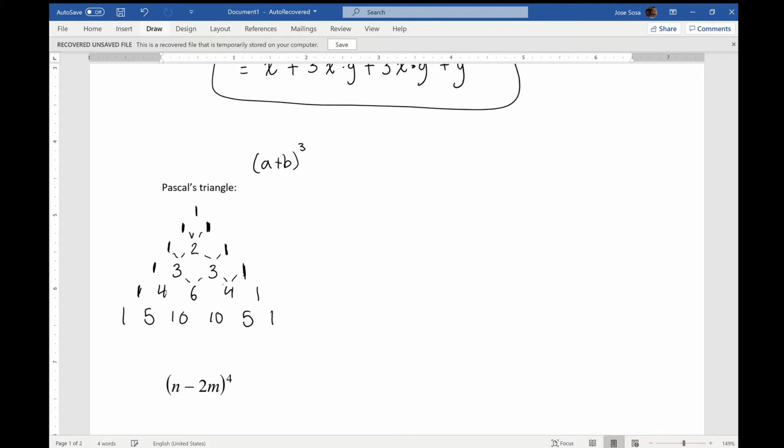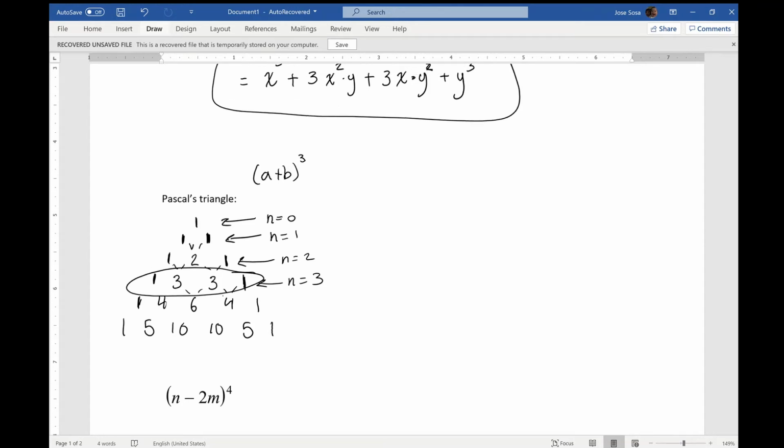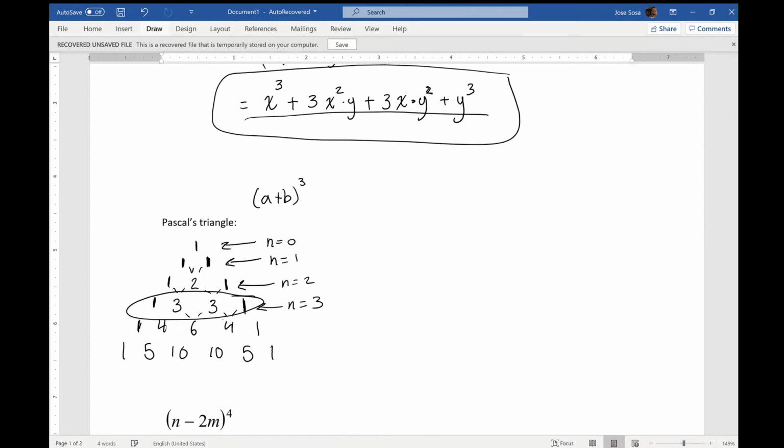Okay. So how can we use Pascal's triangle to expand this thing? Well, it happens that this here represents n equals 0. This row there is n equals 1, n equals 2, n equals 3. And these happen to be the coefficients of the expansion of this form up here.